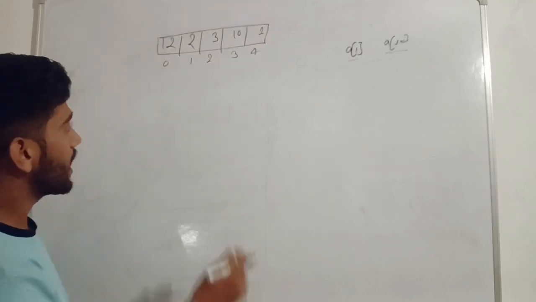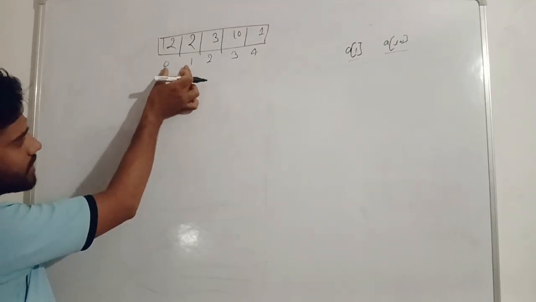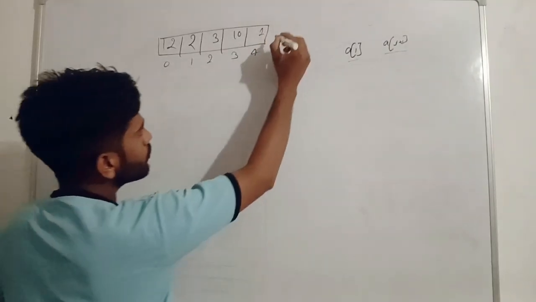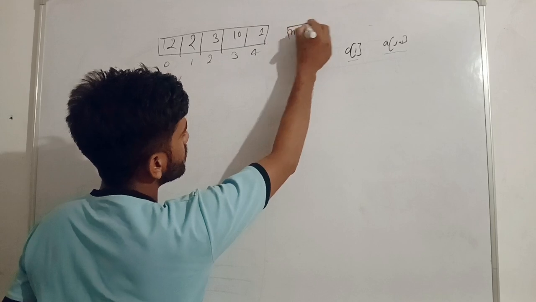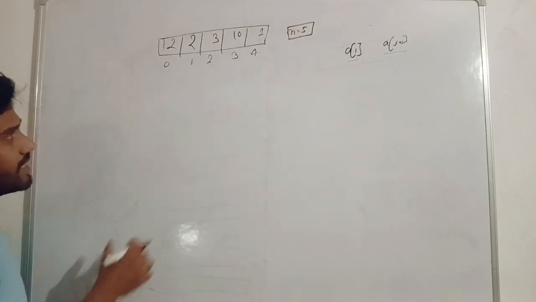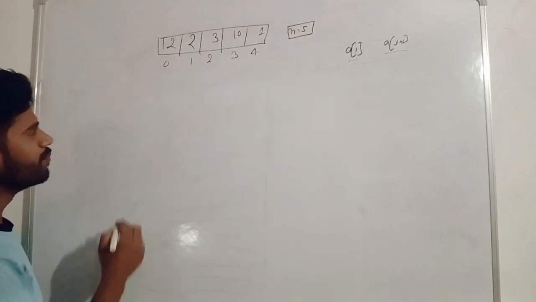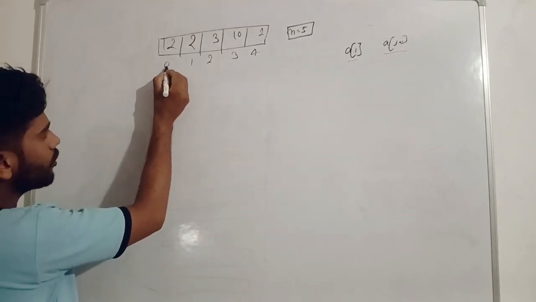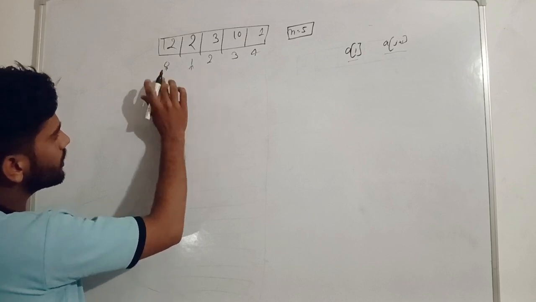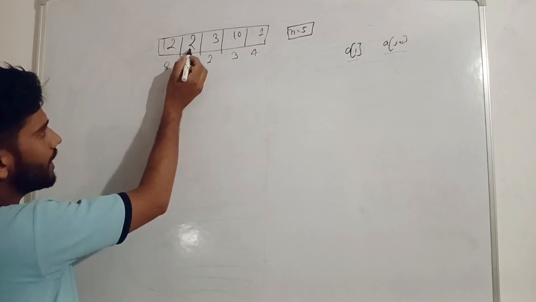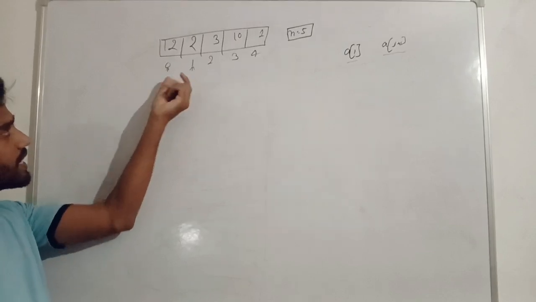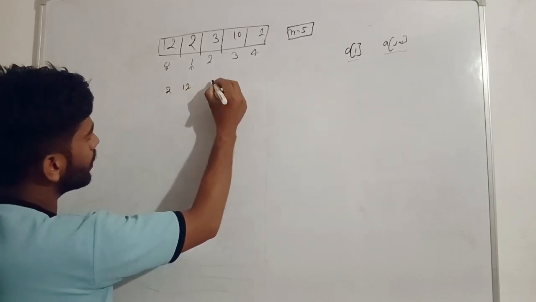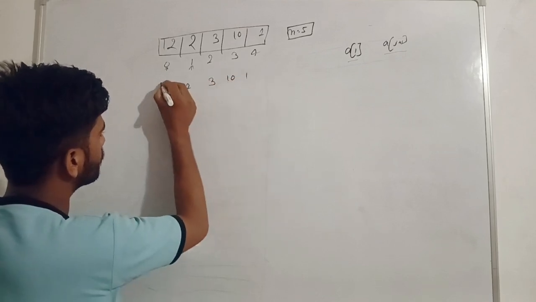In each iteration, it will check the adjacent elements. Here n is the size of the data, so n is equal to 5. At the first iteration, it compares the two adjacent elements, 12 and 2. Since 12 is greater than 2, they will be swapped. Then it will be 2, 12, 3, 10, 1.